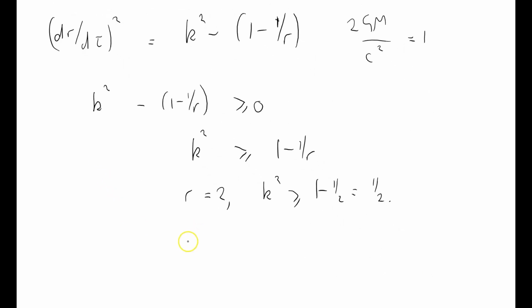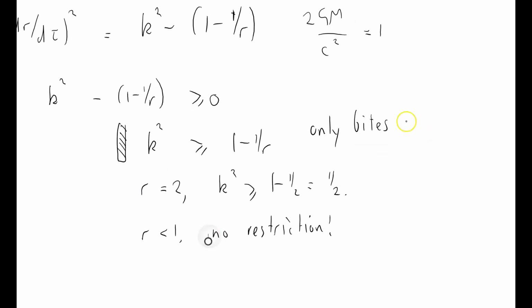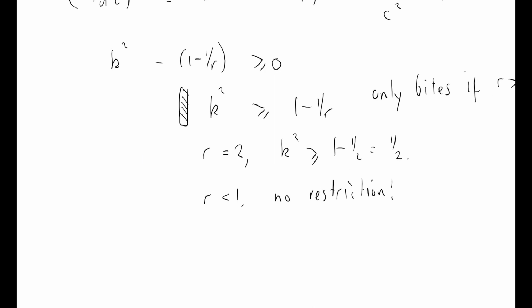Observe further that if r is less than 1, there's no restriction here. So this inequality only bites; it's only an active constraint if you are outside the Schwarzschild radius.